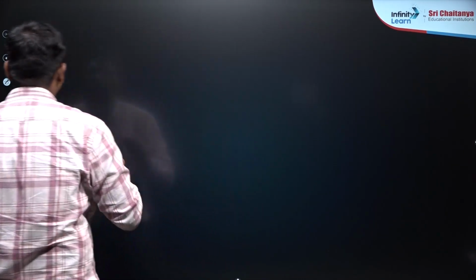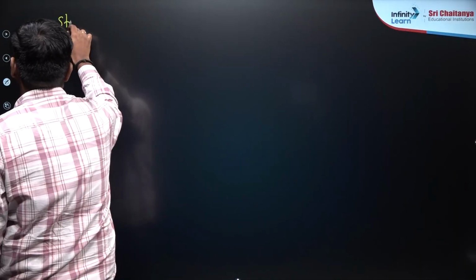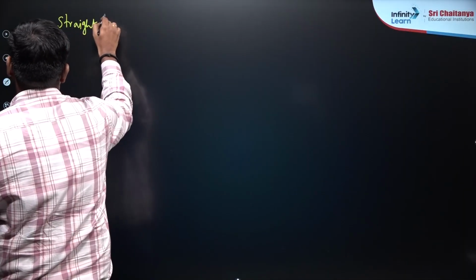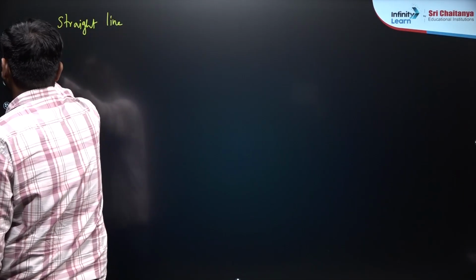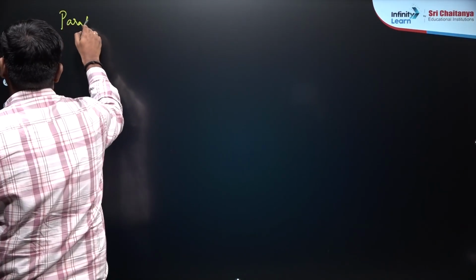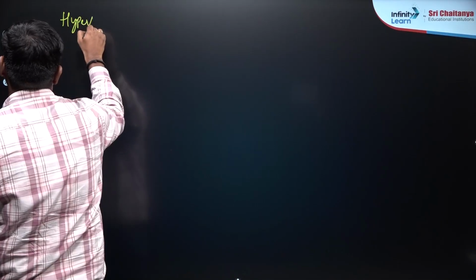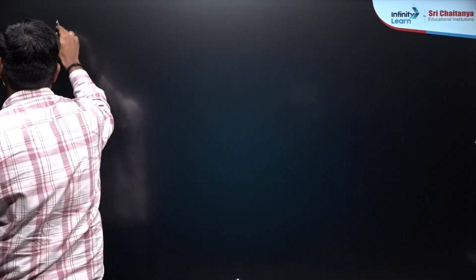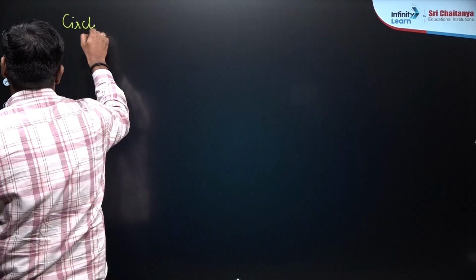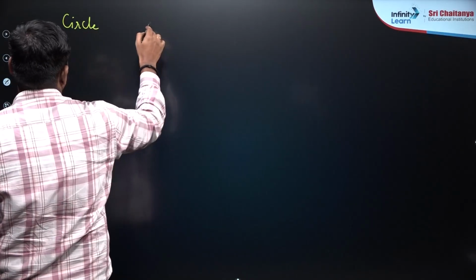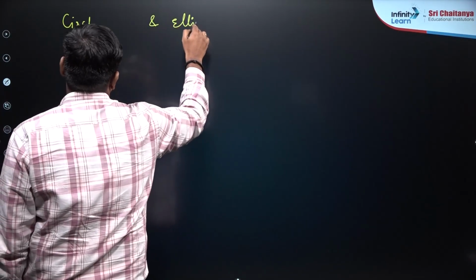Area of a graph is nothing but integration. Slope of a graph is nothing but differentiation, change in y by change in x. Now coming to different shapes of graphs. Let us say straight line, parabola, hyperbola, circle and ellipse.